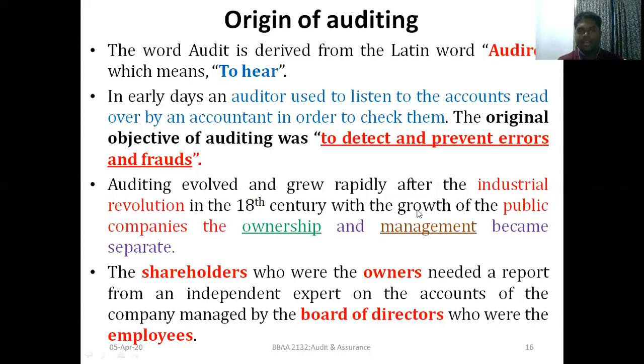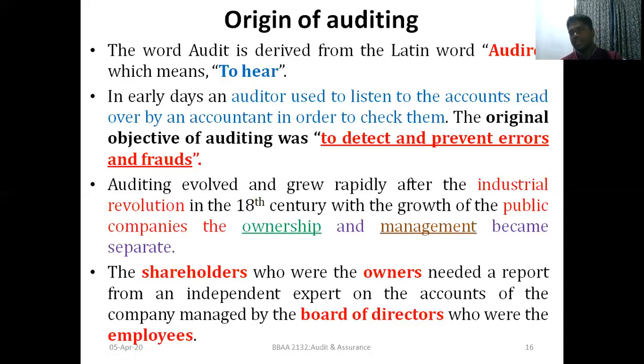So here you can see the problem in this public company: ownership and management. Ownership is actually held by the ordinary shareholders. These owners are sitting outside the company, but in management, this particular company is managed by the board of directors. It is managed by different people; the owners are different people. The owners are sitting outside. Only one time they will come to the company: during the annual general meeting, only then they come to the company.